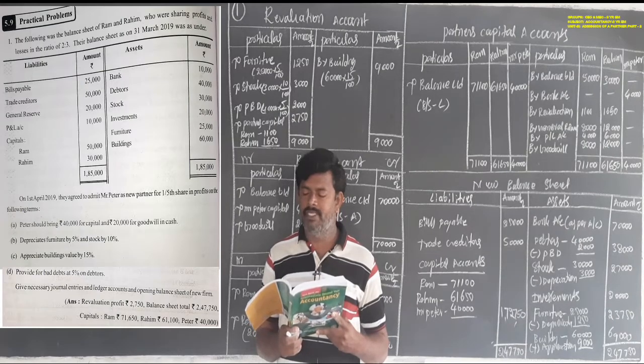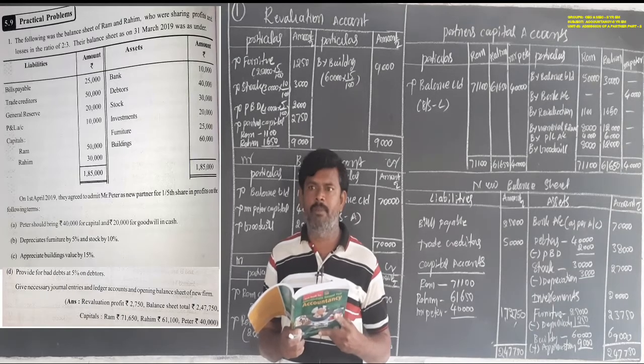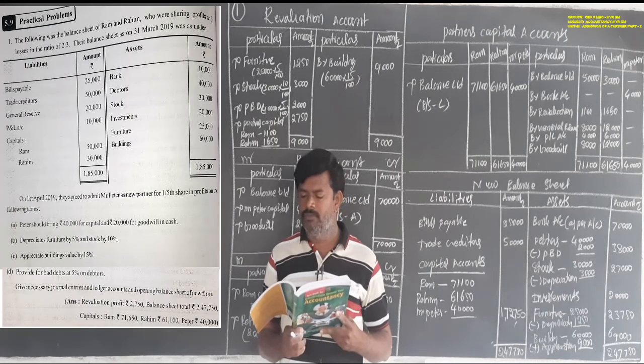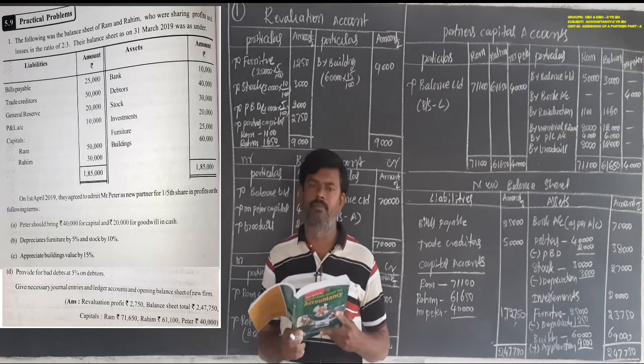Provision for bad debts is 5% on debtors. Remember one thing: the provision for bad debts, or provision for doubtful debts, must be calculated on sundry debtors only. These are the values. Now give the journal entries, ledger accounts and the opening balance sheet of the new firm.